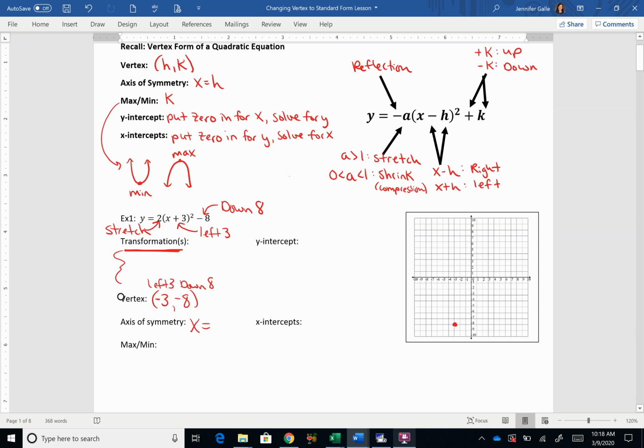Because it's a vertical line. So the vertical lines are always x equals.